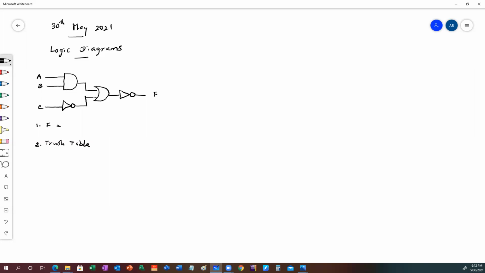The inputs are A, B, C. 3 inputs, that means 2 to the power of 3, the number of patterns is 8. Try to write the expression and the truth table.